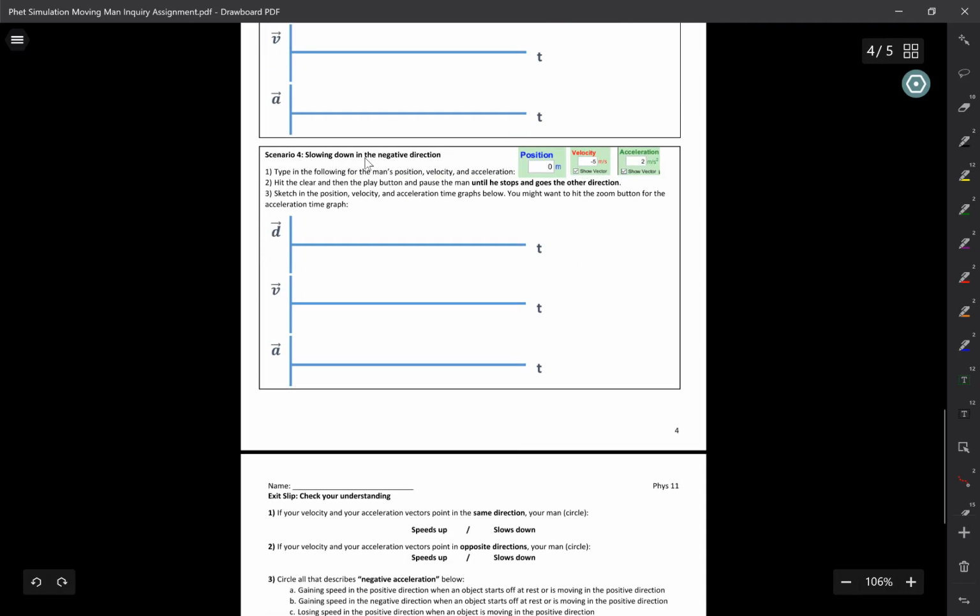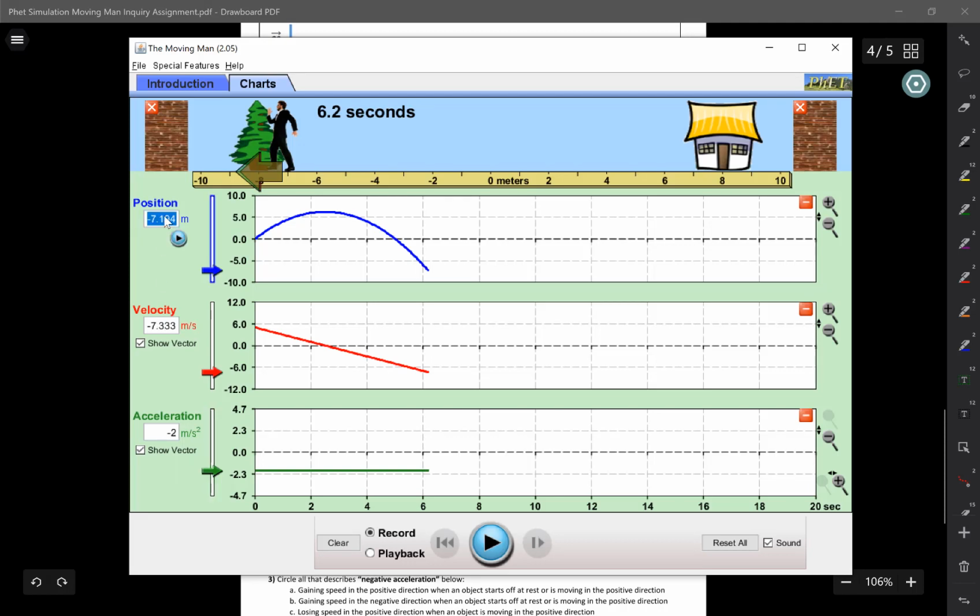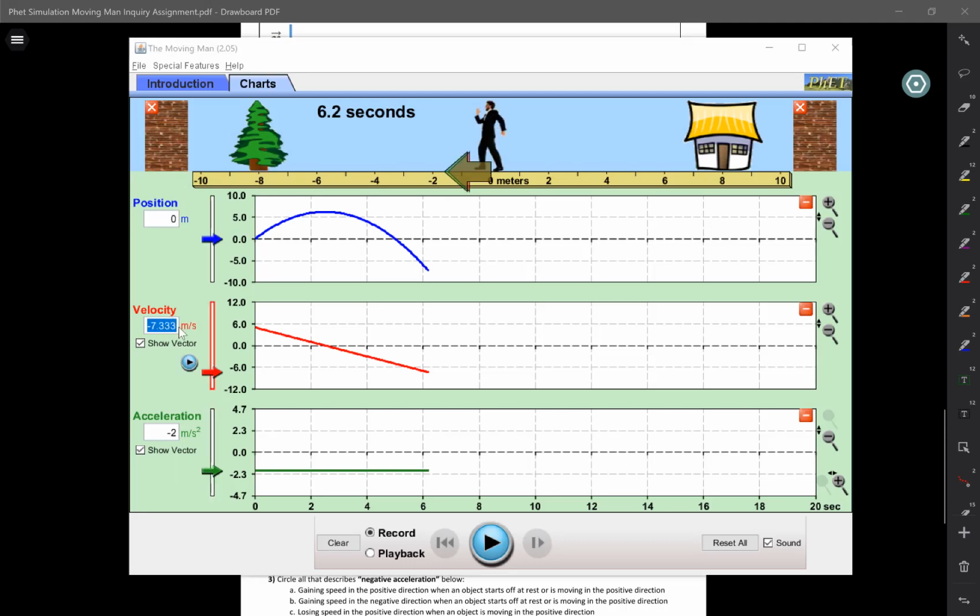Scenario 4, slowing down but in the negative direction. So we're flipping everything that we have. Position 0, velocity -5, acceleration 2. Okay, so it looks like this. We have to clear it.